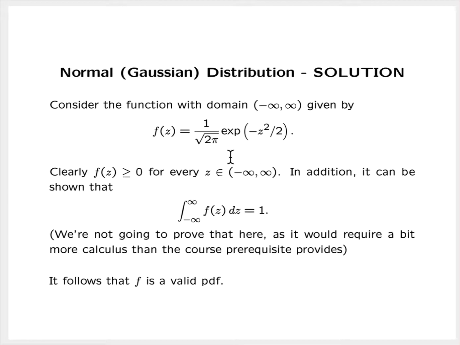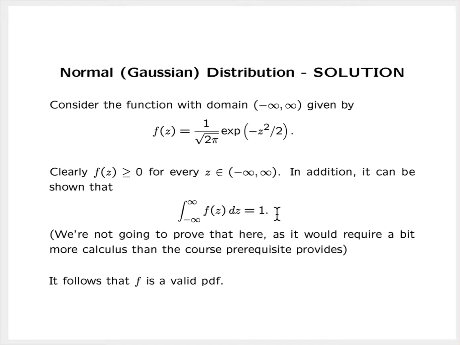And I would point out that both 1 over the square root of 2 pi and the exponential function evaluated at any value, those two components are obviously positive, and so the product of those two positive numbers will be positive and therefore non-negative. And so it follows that this function f is non-negative for every real z. And it can also be shown that if we integrate this function over the real line, then we get 1. Now, we're not going to do that in this course because it takes a little bit more calculus than what is typically covered in Calc 1. And so we'll just take this as given.